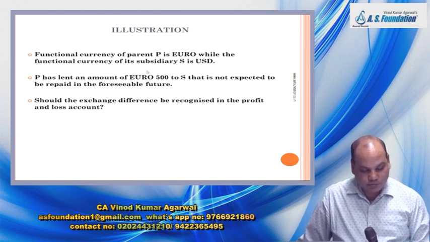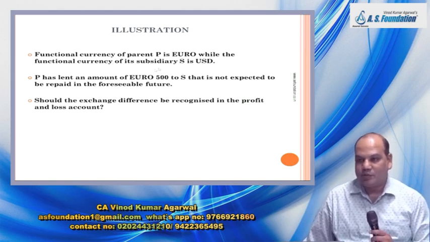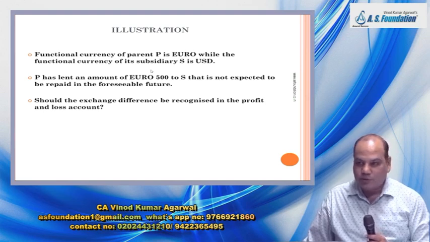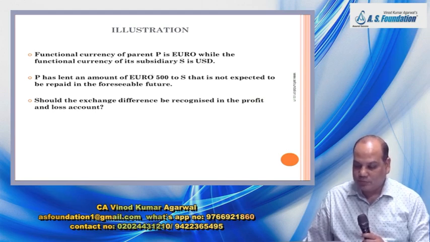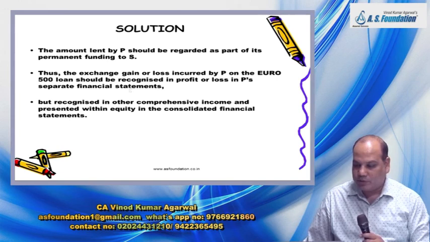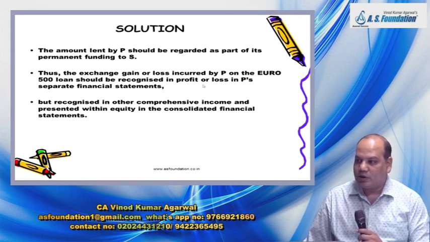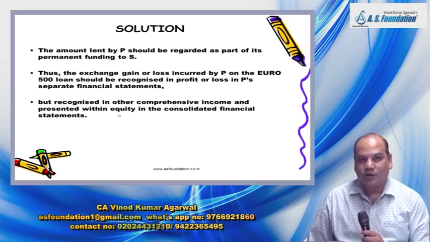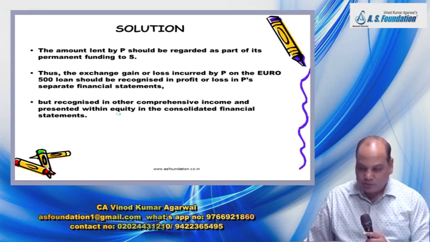For that short term item, it is not a net investment in foreign operation, so that will be transferred to P&L account. But we are talking about this net investment in foreign operation. So the treatment will be: the amount lent by P Limited should be regarded as a permanent funding to S. In the SFS, exchange gain or loss should be recognized in P&L account, while in consolidated financial statement, it will be recognized in OCI and presented within the equity. So that was my intention.